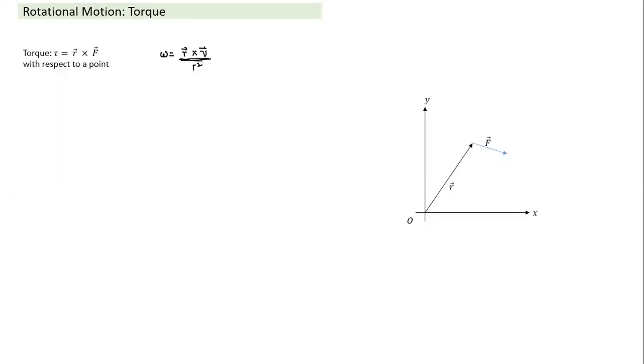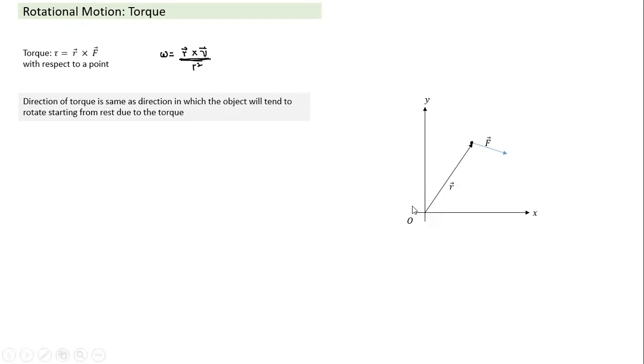So r cross f with respect to a point. So what is r here? Suppose this force is acting. This is the point of application of force. Unlike force, which is independent of choice of axis, torque depends on the choice of point, which point we are calculating torque about. So if we are calculating torque about point O, what does r bar represent here? R bar represents the position vector of the point of application of force with reference to the point about which torque is being calculated. So it's always with respect to a point.